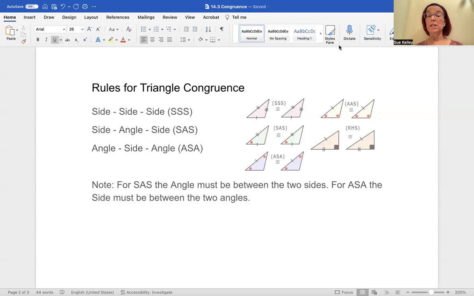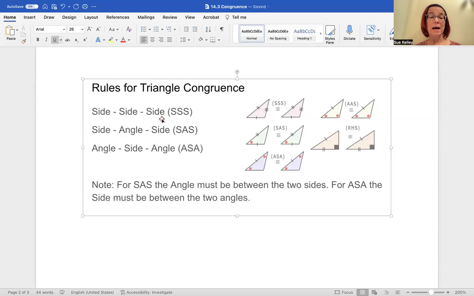In this video, we're going to talk about some rules for triangle congruence. We talked about the meaning of congruence, but here we have some basic rules for congruence, specifically of triangles. You may remember these rules from your past geometry classes. Some basic rules for triangle congruence. We have side, side, side.